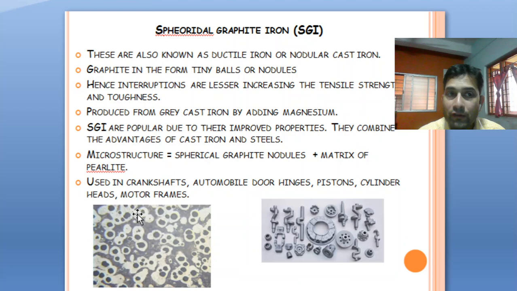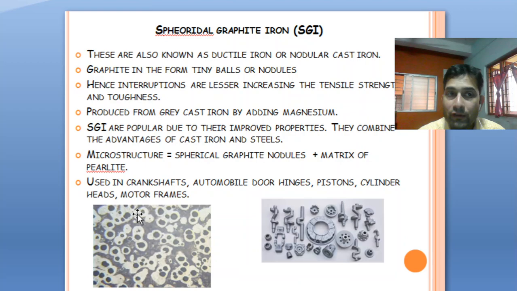Okay, so they are produced from gray cast iron by adding magnesium. They combine both the advantages of cast iron and steel. If you see the microstructure, it will show the spherical graphite nodules with a background of matrix. They are used in the making of crankshafts, automobile door hinges, pistons, cylinder heads, motor frames, etc. So these are the four types of cast iron that you should remember.